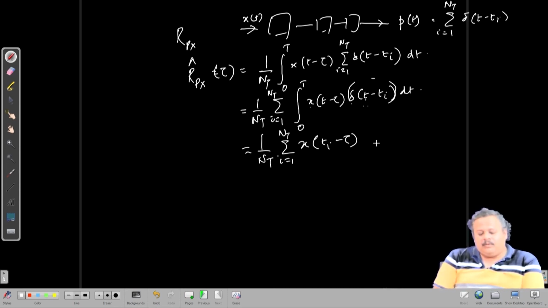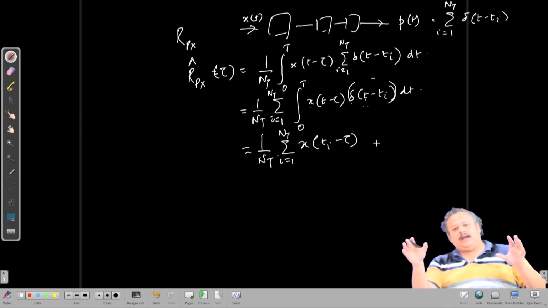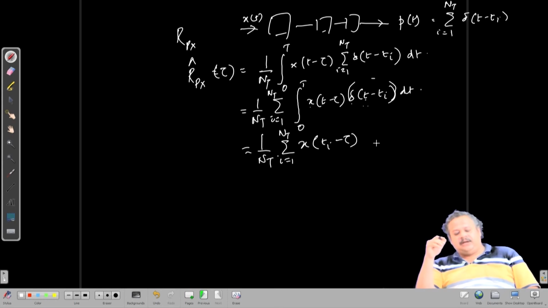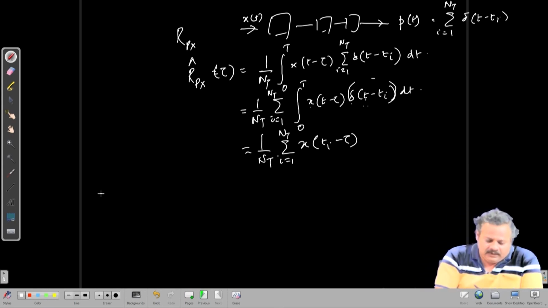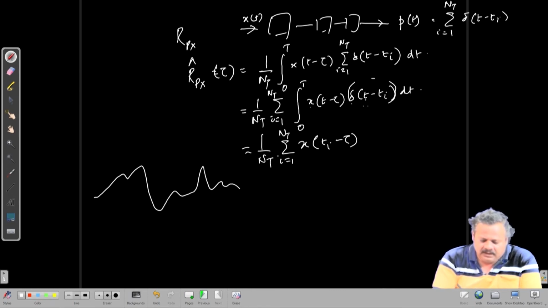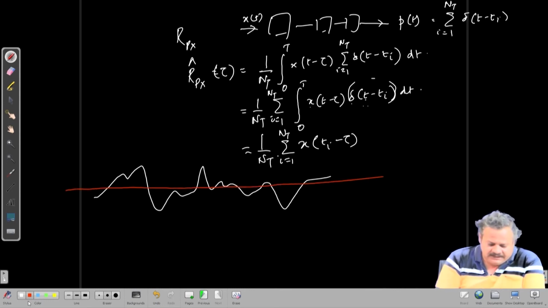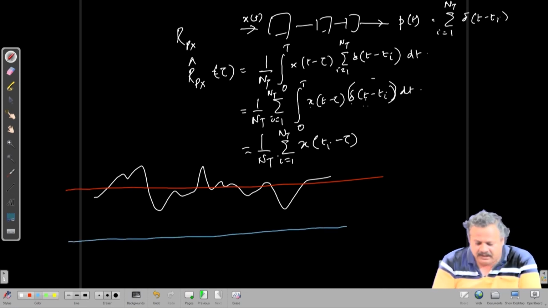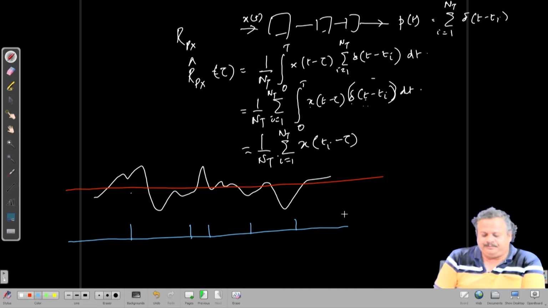So, what we have is an estimate of the cross correlation of the spike train and the input. And what is this, x of ti minus tau? If you think about it, let us say this is our x(t) over time, this is the time axis, and let us say we have p(t) along this 0 to T as spikes at this time point, this time point, this time point, and so on.